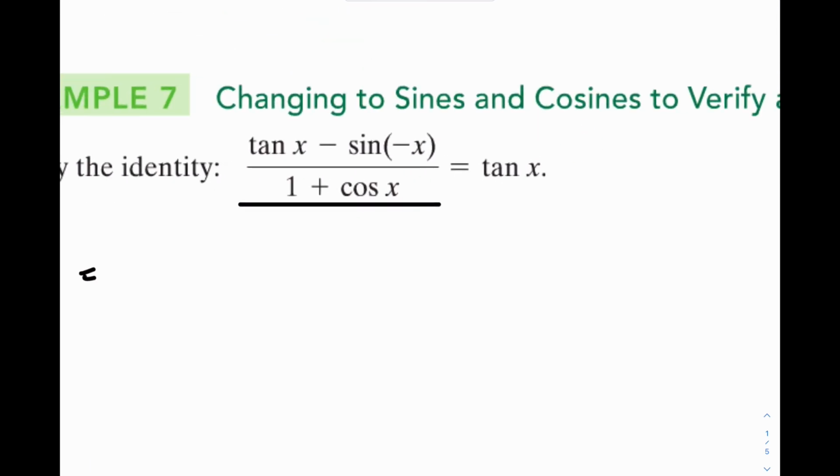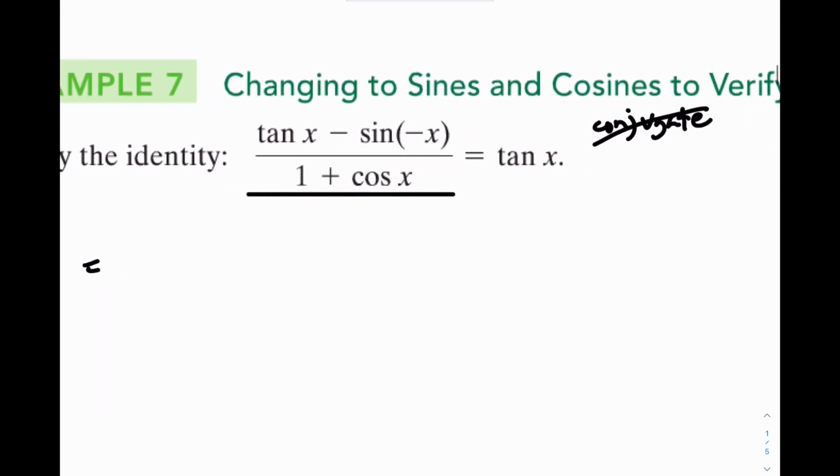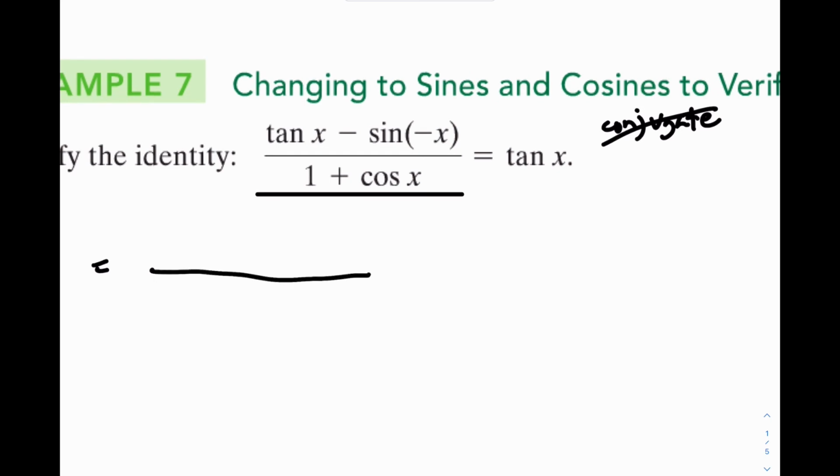So I'll make a note. Don't do conjugate. It's probably not a good idea. But maybe we could do it and it would work. It's just going to take some time. So instead, let's just try our standard techniques. Let's change tan into sine over cosine. Sine is odd, so I'll bring that negative out.